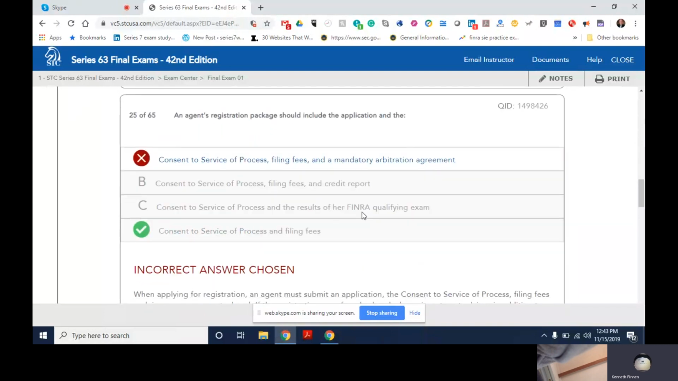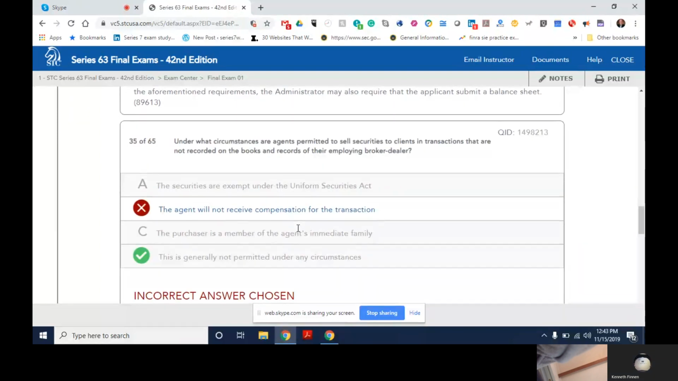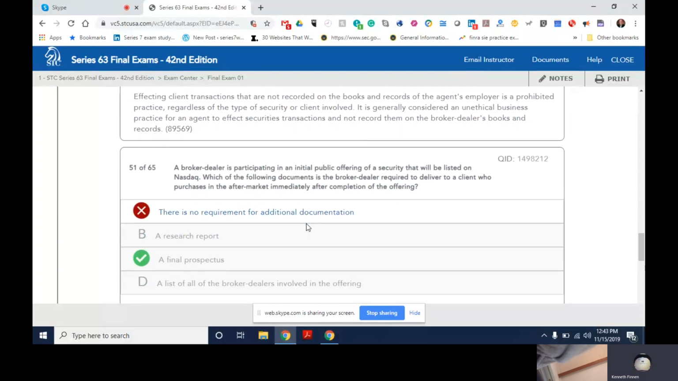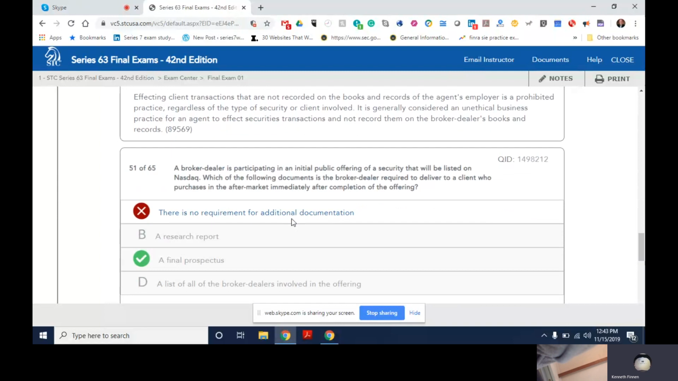I wasn't sure. We know this package, all you need is consent to serve process and filing fees. Everything else is submitted through CRD anyway. You don't need to do binding arbitration. They're saying it's never permitted that are not recorded in the books and records. I'm saying you can if you have the firm's permission, and we'll go with that one. And if you're just helping people sell shares and not doing it, they don't really care.